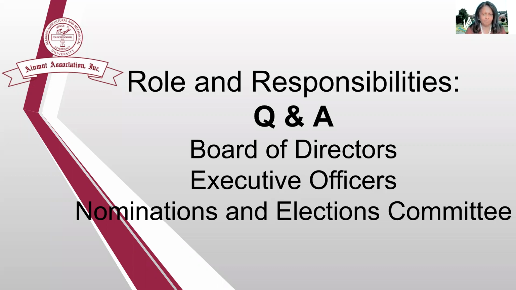Are officer terms 1 or 2 years? Okay. The terms of office are 2 years. A person can serve in an office for 2 consecutive terms, but a term is 2 years.